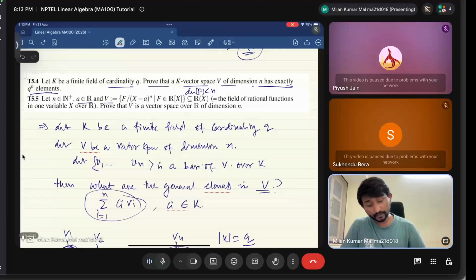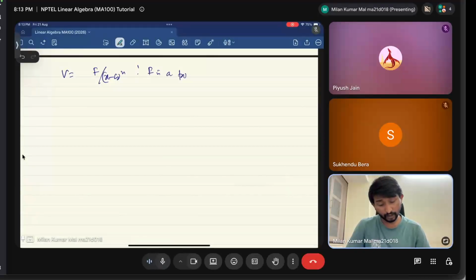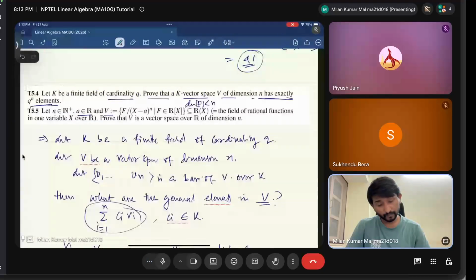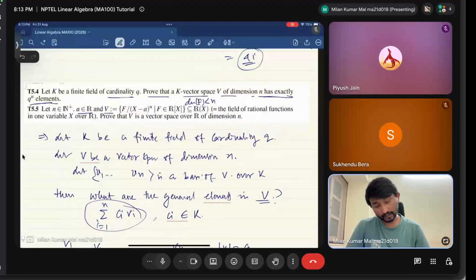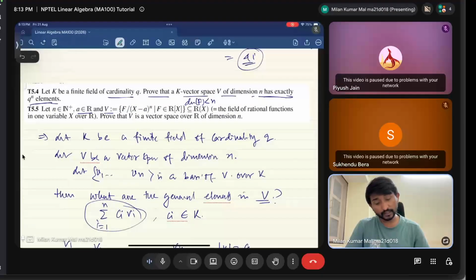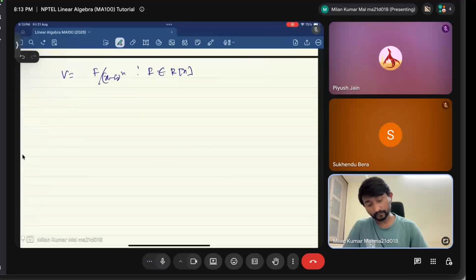So V is the vector space. What is V? V is the set of f mod (x minus a) to the power n, such that f is a polynomial. It is a real polynomial. f is coming from R[x]. These are the definitions. So R[x] is the set of polynomials with real coefficients.